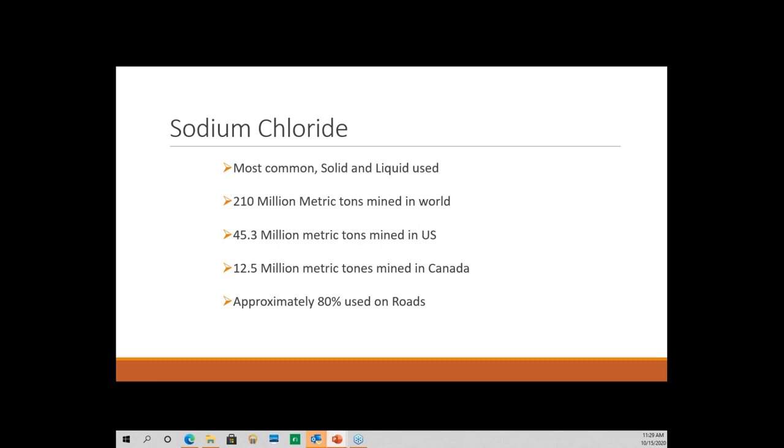About 210 million metric tons are mined around the world. Not all of it's used on the roadway, but we use a lot of it on the roadway. About 45.3 million metric tons are mined here in the United States, or produced through evaporation ponds. About 12.5 million metric tons are mined in Canada, and about 80% of that amount is used on roadways. So we put a lot of salt on the road. And sodium chloride is corrosive. Sodium chloride, magnesium chloride, and calcium chloride are all corrosive agents.